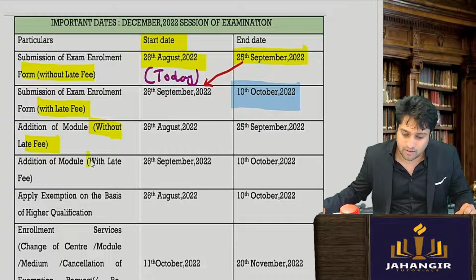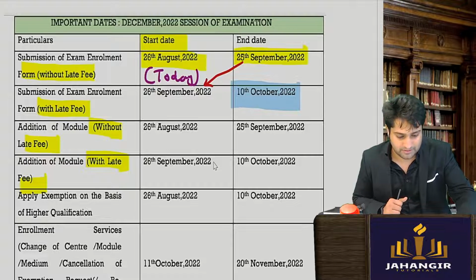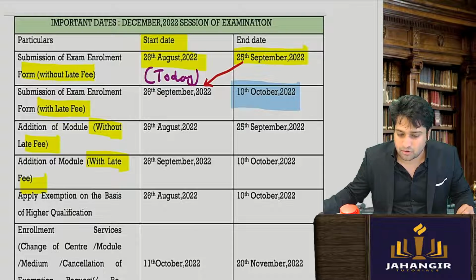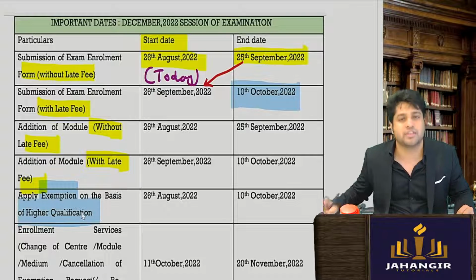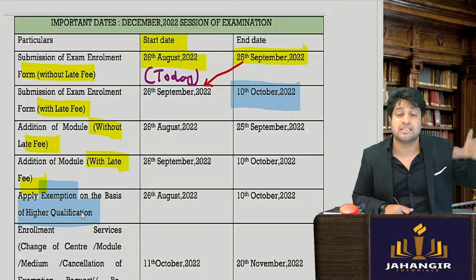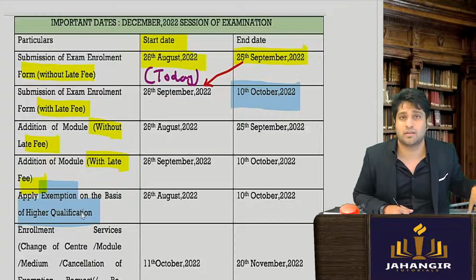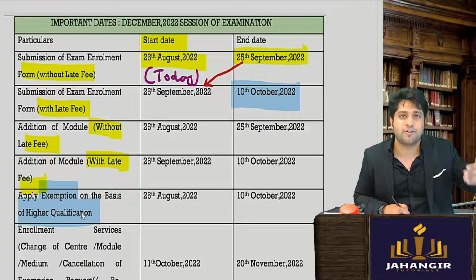If it is after 25th September, then they have to fill with the late fees. Now there is something also for exemption on basis of higher qualification. This is applicable for CMA students who are in final. They have given you the criteria.